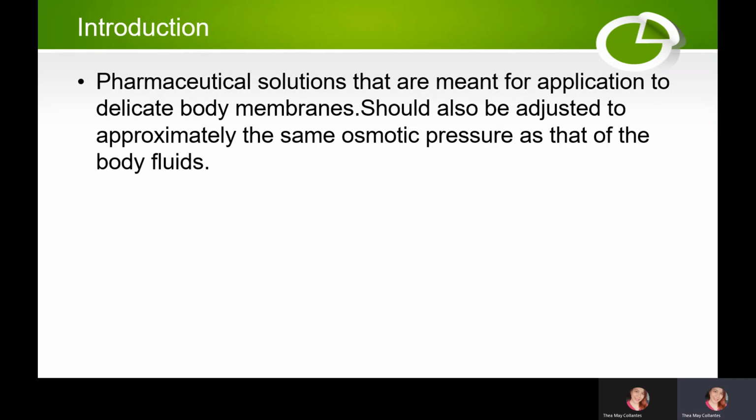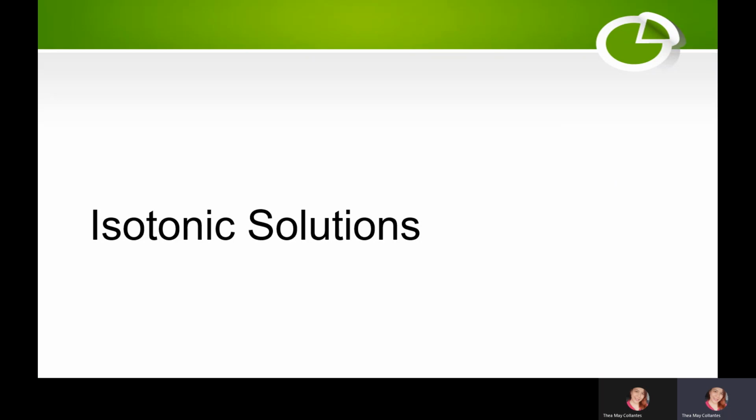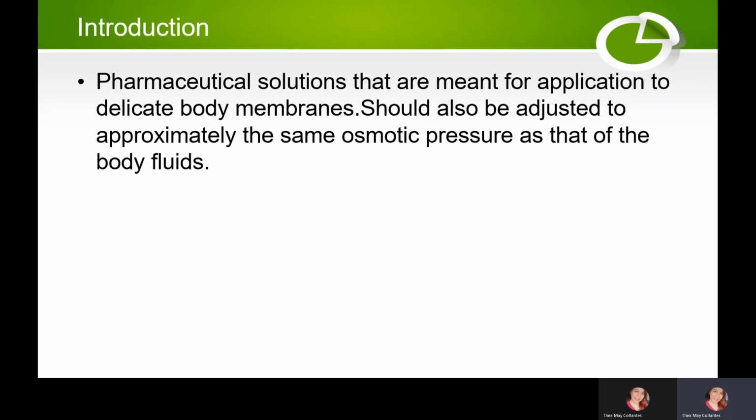Okay, so today we are going to talk about isotonic solutions. Isotonic solutions are solutions that are meant to be applied on our body membranes or in our body specifically. When they are applied to our different body membranes, for example, our eyes, they should not give us damages or pending damages.